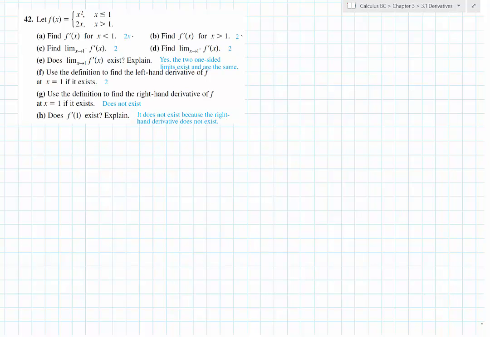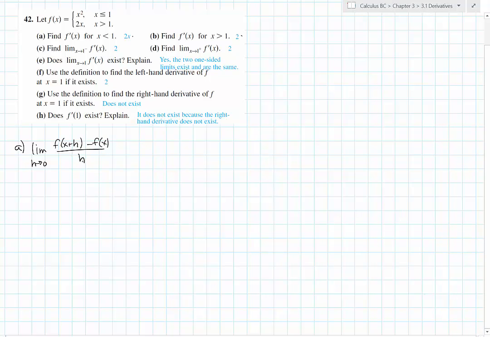Here's problem number 42 from section 3.1. We've got a lot of subparts here, so let's go through them one by one. In part A, it asks to find f prime for the values for the function when x is less than 1. So this will be the limit as h approaches 0 of f of x plus h minus f of x all over h.